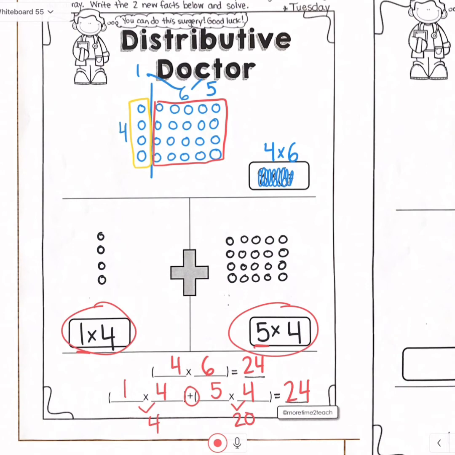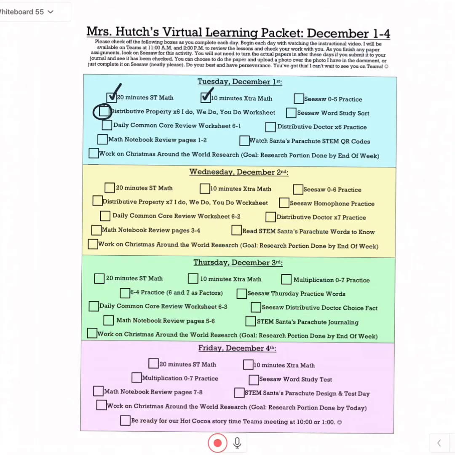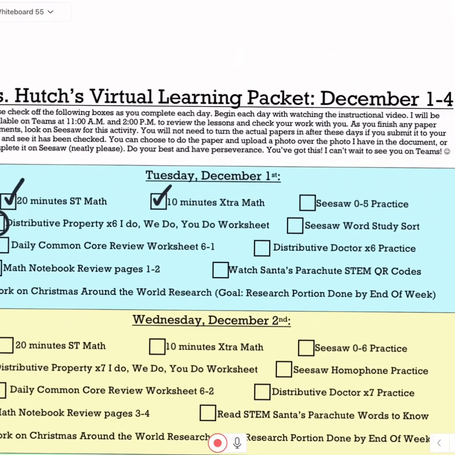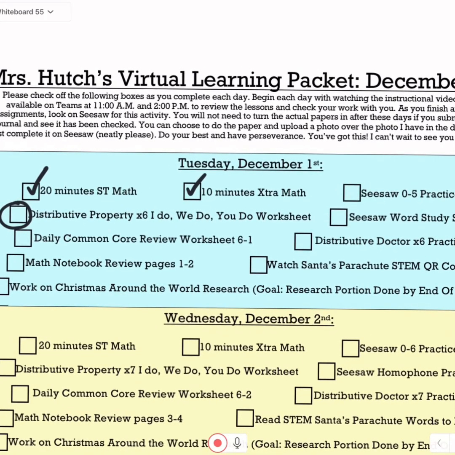Okay, now I'm going to go back to the checklist. Don't forget about the other activities that you have to do on here. You still need to work with your daily Common Core review page. That will be posted on Seesaw as well. And your math notebook review pages. So you'll work on those in your math notebook. You're going to review rounding by rounding all of those problems with what they are asking you to round to. And then your word study sort, let me go ahead and show you that on Seesaw, and then everything else on this checklist. So check off the items as you do them, please.